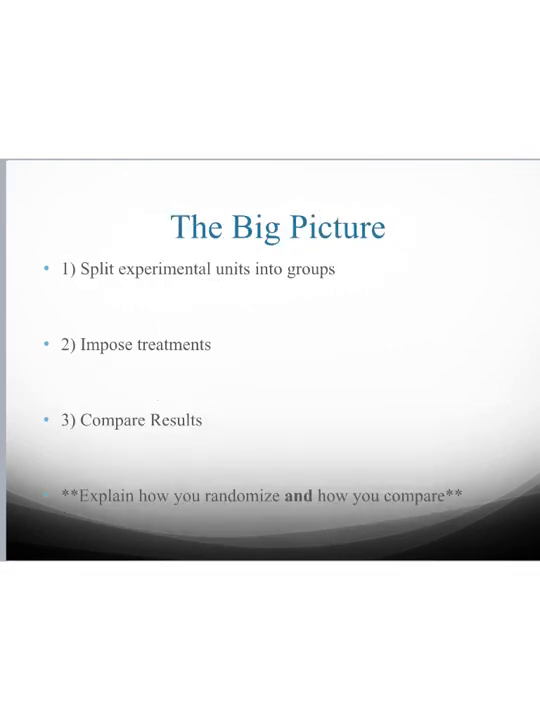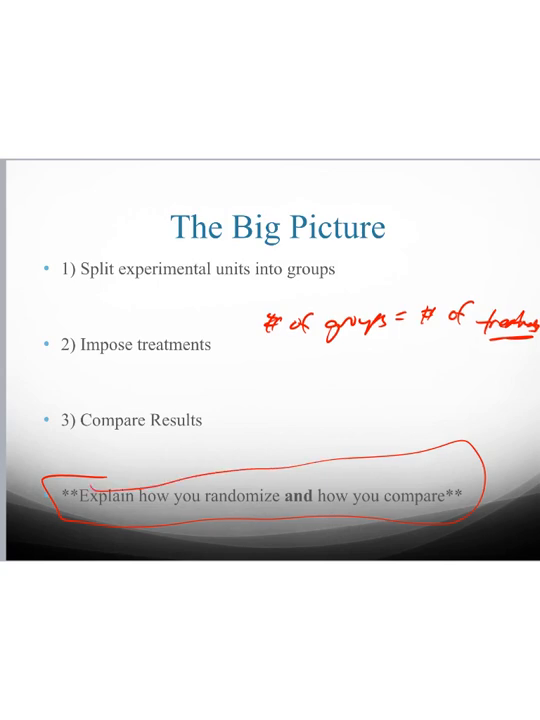Big picture here, as you saw there, we split experimental units into groups, okay, whether it's people or computers or phones. We impose the treatments on those groups. Okay, again, the number of groups equals number of treatments. And then we compare the results. Sorry, I ran out of space there. And we compare the results. And again, you need to explain how you randomize and how you compare. That's setting up an experiment.